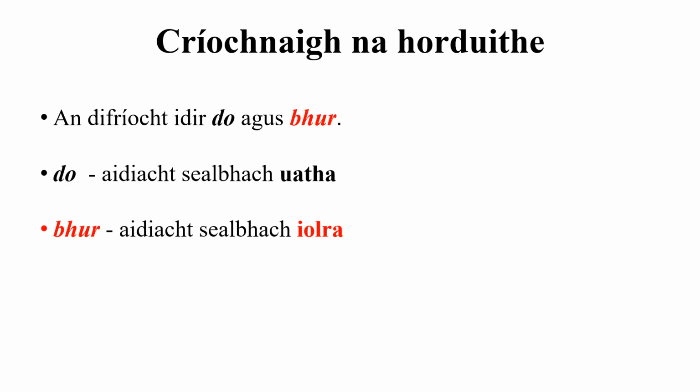The difference between the two words, the singular possessive adjective and the plural possessive adjective. So both of them mean your. One is singular, your bike, and the other is plural, your bikes. Your singular versus your plural.